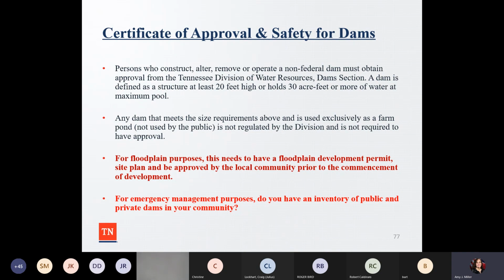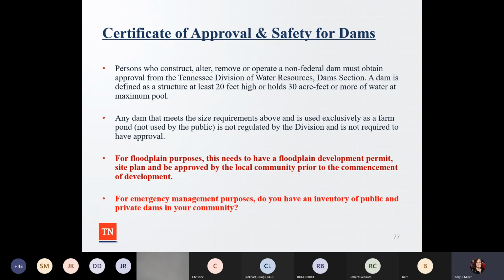And then a dam is defined as a structure at least 20 feet high or that holds 30 acre-feet or more of water at maximum pool. Any dam that meets the size requirements above and is used exclusively as a farm pond, not used by the public, is not regulated by the division and is not required to have approval. So that's where it can kind of be a problem sometimes, is that someone builds it on an agricultural piece of property and they don't get a permit.